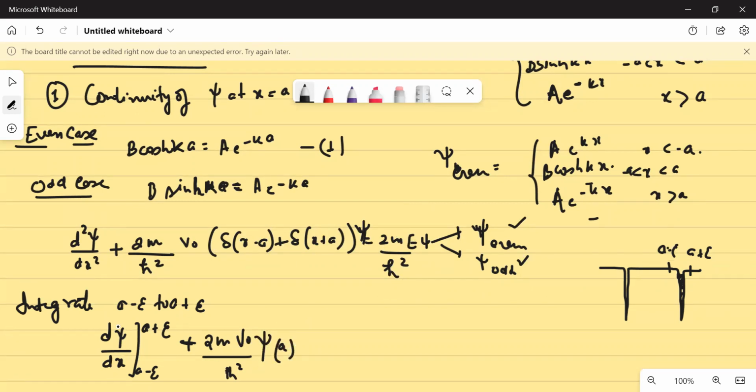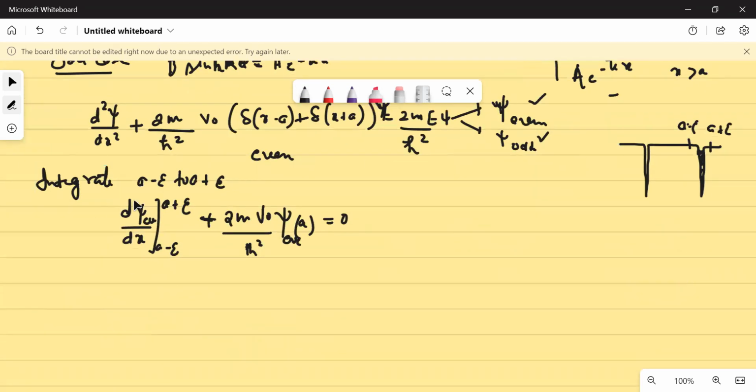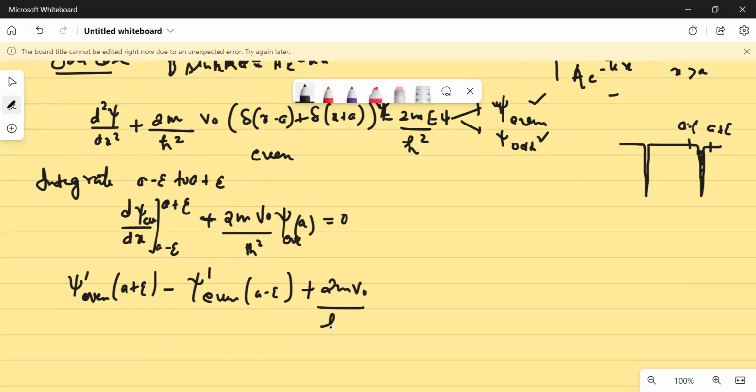Okay, and I'm doing it for even, so I'll just write even. Is that clear to you? Now this is the right hand derivative, this is the left hand derivative. So right hand derivative minus left hand derivative of the wave function ψ even. So I'm writing ψ' even at A plus epsilon minus ψ' even at A minus epsilon, and then you have plus 2mV₀/ħ², and then you have ψ even at A, is equal to 0.